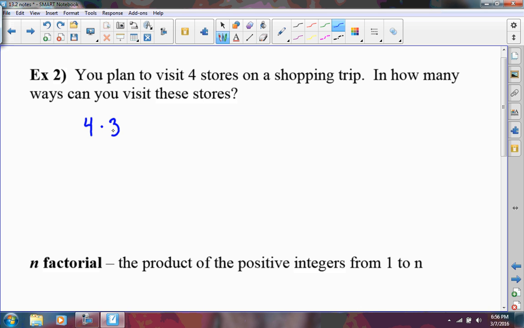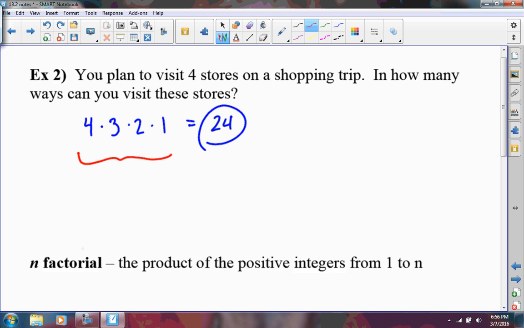So you've got 3 options for the next stop, and then 2, and then your final store is left over. So again, if we multiply those all together, you'd have 24 different combos. And again, I don't want to draw a big map with 24 different paths for how we can go to all these different stores. We just want to do that easy calculation to figure out our number of arrangements, our number of permutations.